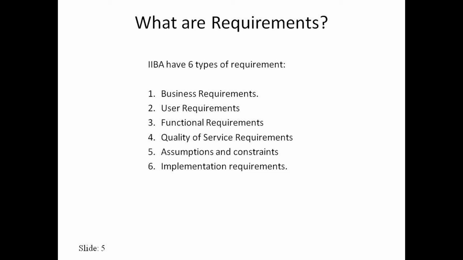So yes, IIBA talks about 6 types of requirements. At high level, these are 3 types of requirement, but the system level or business requirements or user requirement can be further classified. Business requirement is as it is. System requirement is as it is. In IIBA, the system requirements get converted into functional requirements, and the fourth one you see is called quality of service requirement, also called non-functional. Then you have assumptions and constraints and implementation requirements.